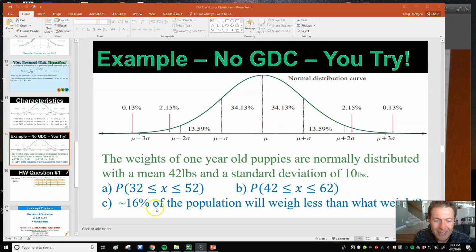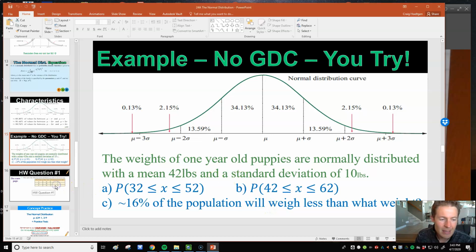All right, roughly 16% of the population will weigh less than what weight? So 16% will weigh less than what weight? We're looking at less than. So if we look at adding this, plus this, plus this, well, that's about 16 when you add those together. So what it's asking is, what is this weight here? If this was 42, go down 1 standard deviation, this is 32. So roughly 16% of the population will weigh less than 32 pounds.